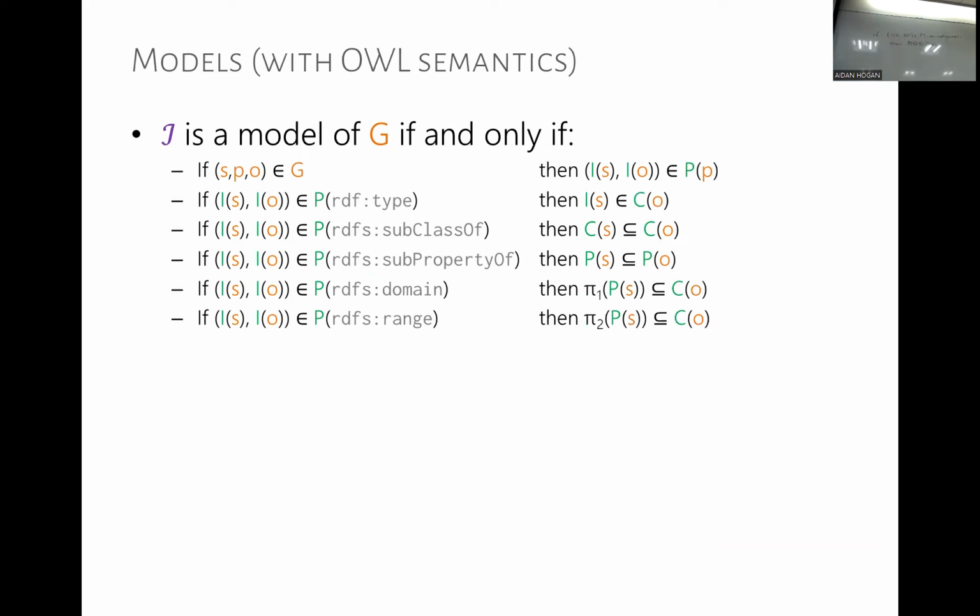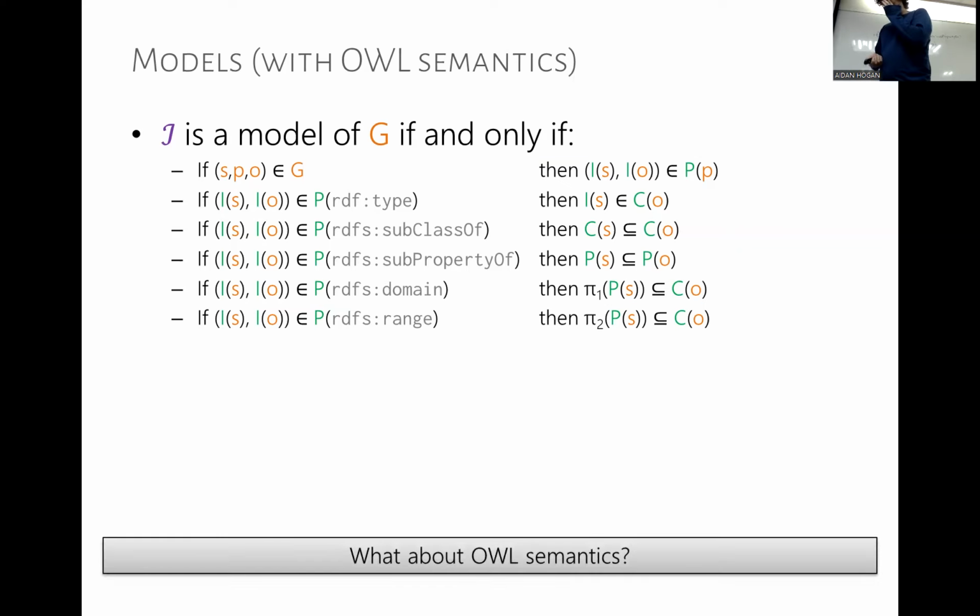Okay. So we're going to continue rapidly. We're going to go through a number of features just to get a feel for some more features, because thus far we've only seen RDFS. So how does it work for OWL? It's the same idea. So what about OWL semantics?